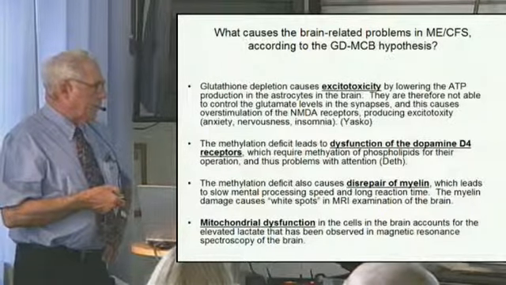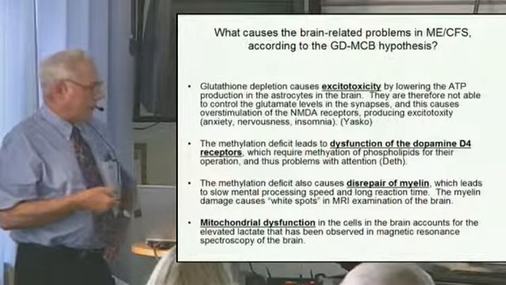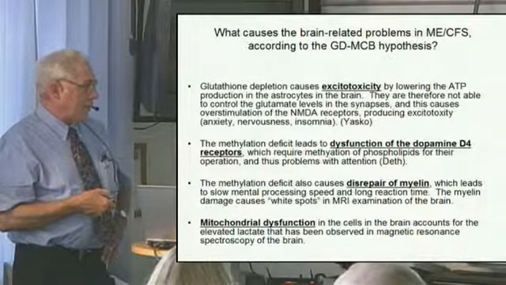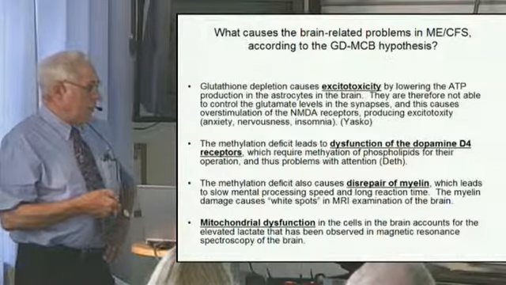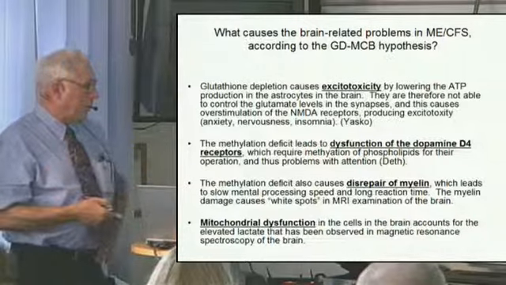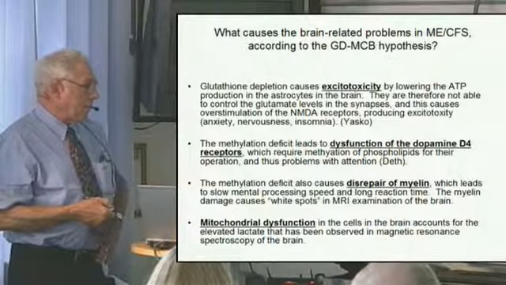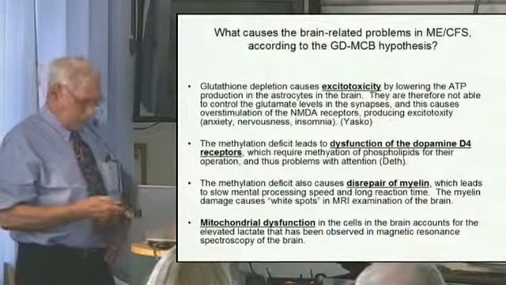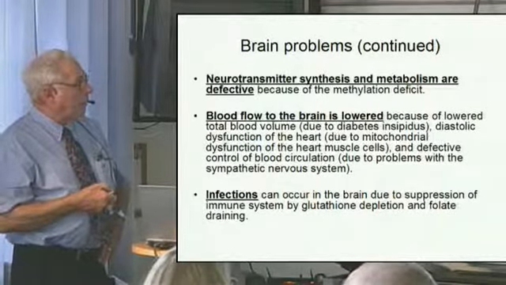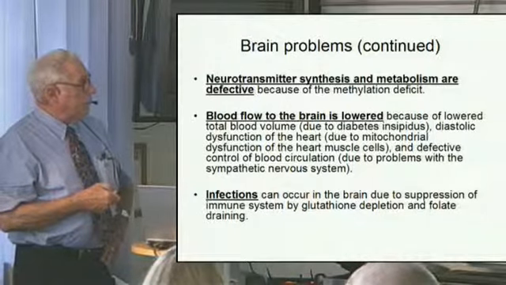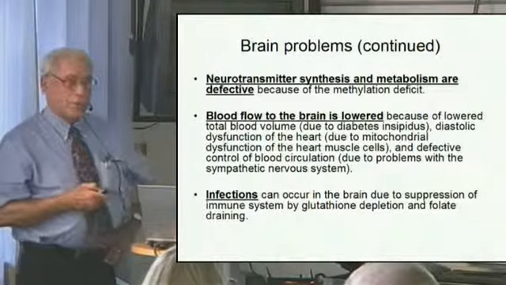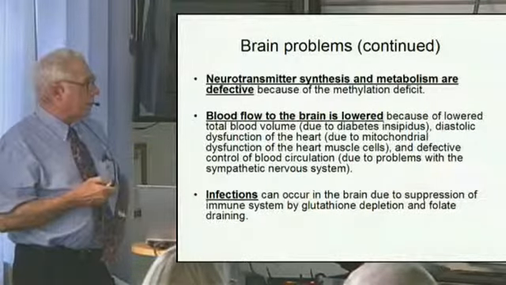Okay, well, the mitochondria in the brain are also dysfunctional, just like they are in the muscles and other places. And that causes elevated lactate because the mitochondria are not able to take the pyruvate and run it through the Krebs cycle and all of that. And that's been observed in magnetic resonance spectroscopy. So it looks like that's probably valid. More brain problems. The neurotransmitters, both the synthesis and the metabolism, depend on methylation, and that's got a problem.